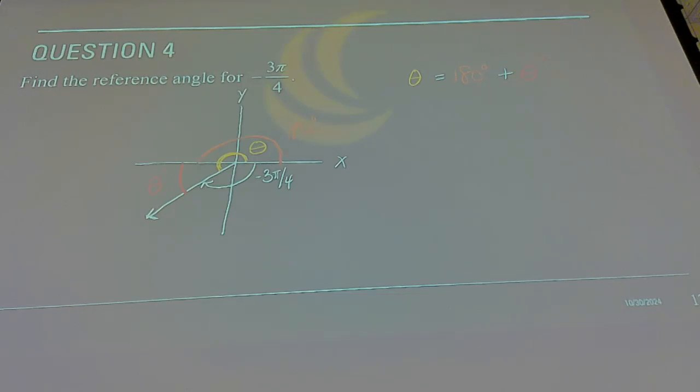If we rearrange, that is what we wind up with. The reference angle is coterminal minus 180. Or, I'm sorry, I don't want to use 180 degrees, we're in radians. So write it as pi radians instead of 180 degrees. So what is our coterminal angle?